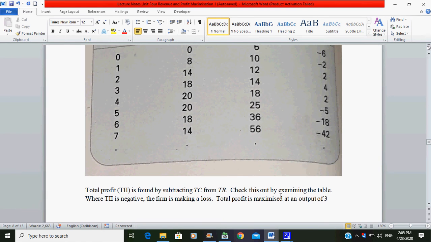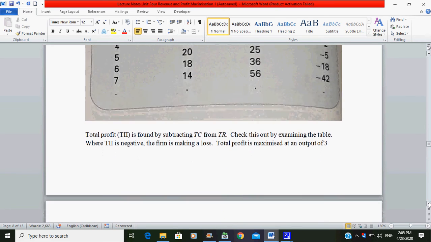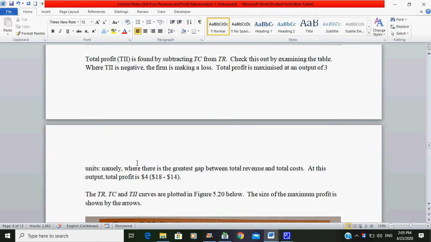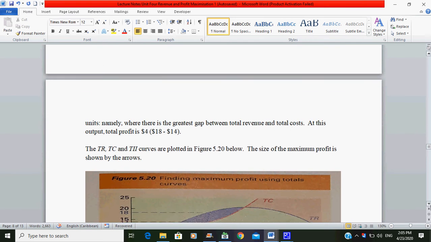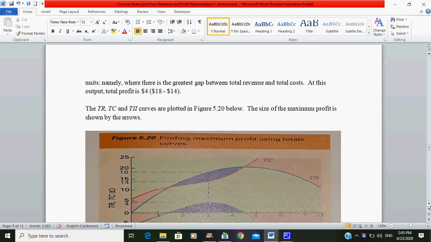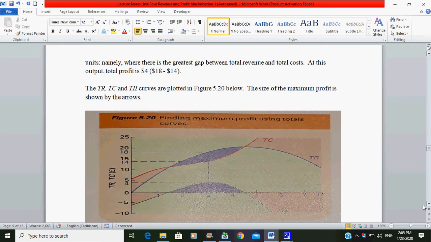Total profit is maximized at an output of what? Of 3 units, namely where there is the greatest gap between what? Total revenue and total cost. At this output, total profit is what? $4, 18 minus 14. The TR and TC and total profit curves are plotted in figure 5.20 below. The size of the maximum profit is shown by the arrows.